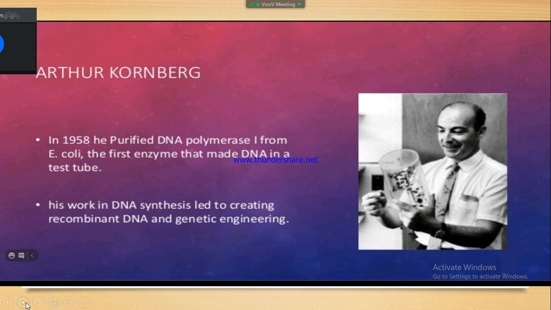genetic engineering. As you all know, in recombinant DNA technology we change the DNA: we insert a required sequence into the DNA, cut off some sequence, and insert our required sequence. That is known as genetic engineering.